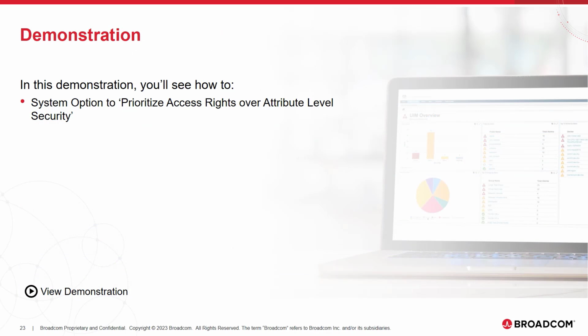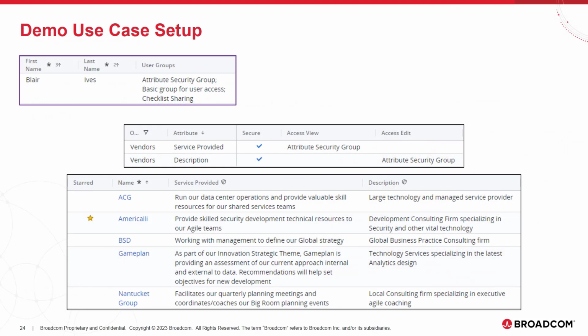In the following demonstration, you'll see how to set the system option to prioritize access rights over attribute level security. Before I get into the actual demonstration, let's take a look at how our data is set up. I've created one access group for which Blair is a member, named Attribute Security Group. I've secured two fields on the vendor's custom master object, the service provided field and the description field. Blair has been granted global view access to all vendor records and has been granted instance edit access on the record for the vendor Americali.